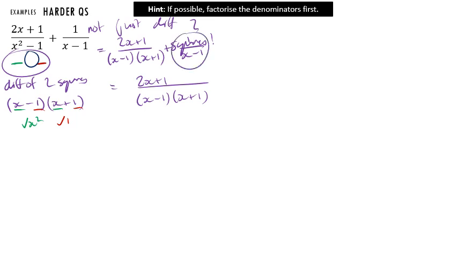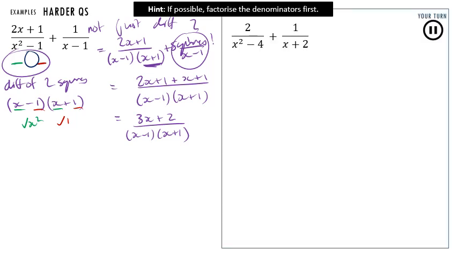For this fraction, we need to multiply it by x plus 1. So it's just 1 times x plus 1. And then we can tidy this up. And there's our answer. Pause the video, have a try with this example.